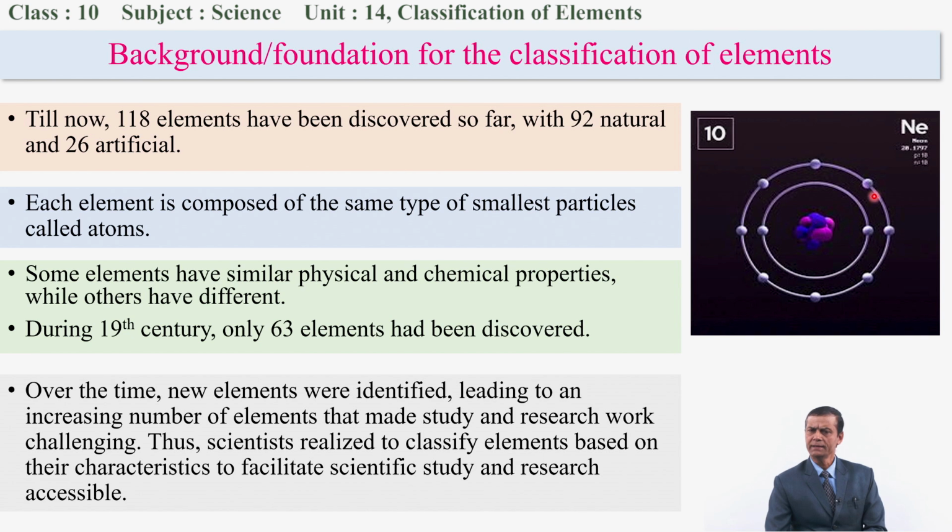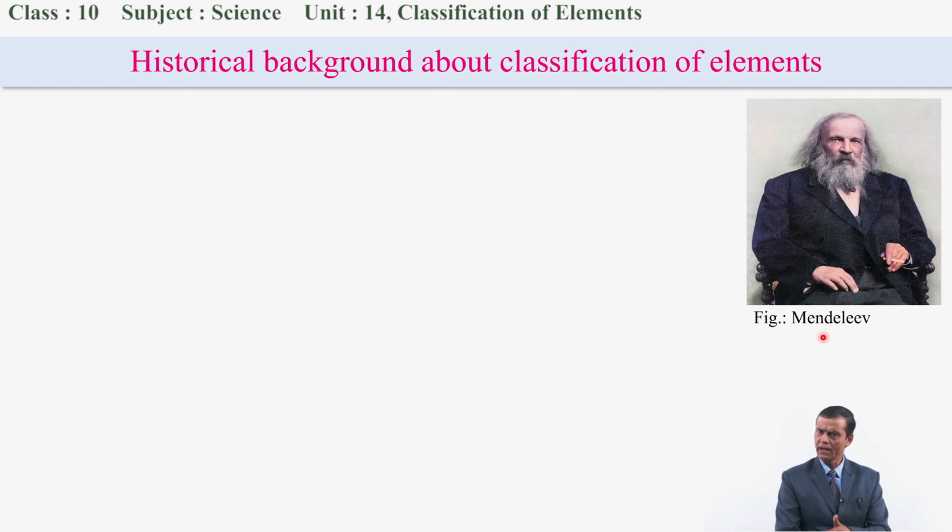So here is one element. Do you know? There is 10. 10 means, here is written neon. Neon means any symbol represents the neon. So it is the atomic model of neon. This type of atomic model you have already studied in grade 9, 8, previous grades. So we don't discuss the atomic model, because we are going to see how elements were classified.